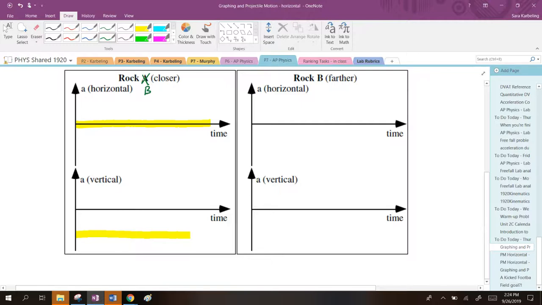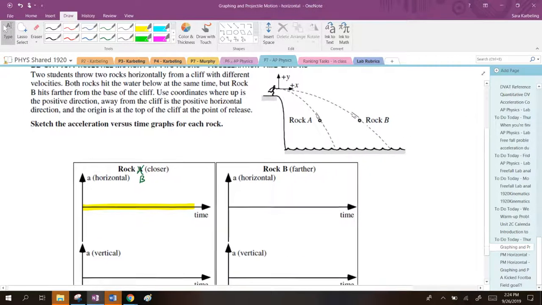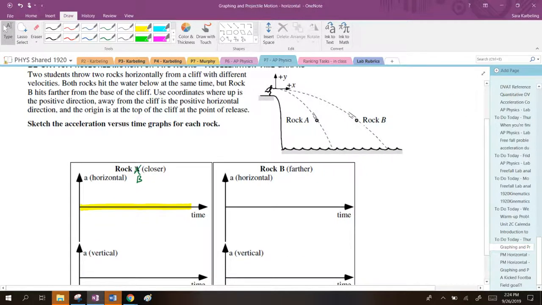Okay. Why is it the same? It's a different rock. Look at the trajectories, friends. They're different, which is not being reflected on the graph. The only thing we have is acceleration and time. We okay? Yep. Squared? No. Okay. All right.